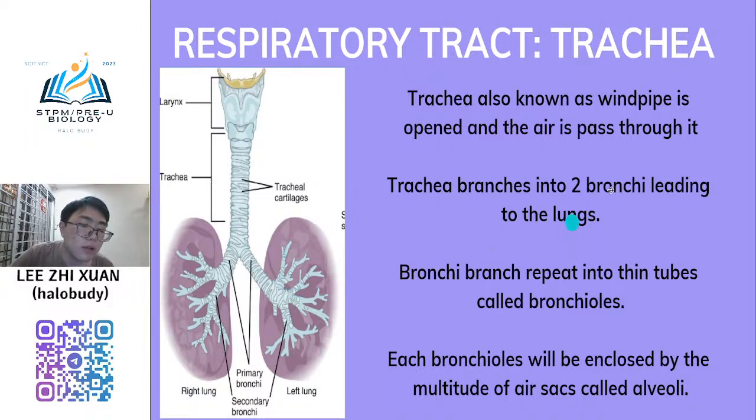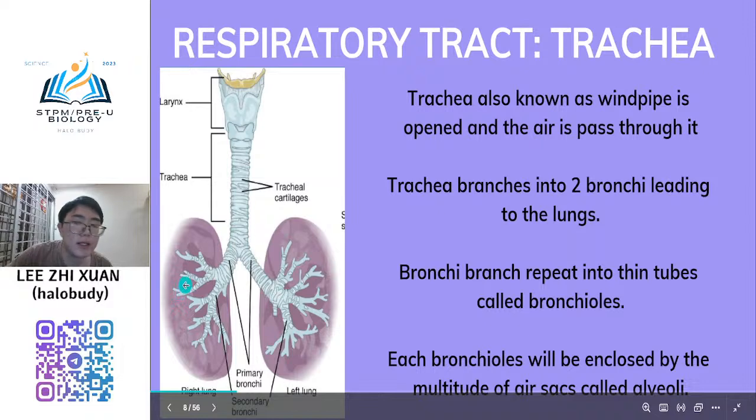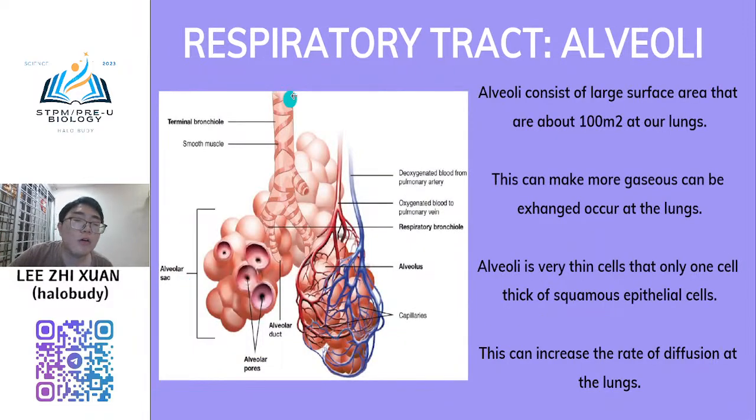Okay, so this is a very simple diagram only. You need to know that the air will pass from the larynx into the trachea, and then into the bronchi, and then into the bronchioles. And after that, it will go to the alveolus. Now we go to the most important part, the alveolus. The alveolus is the most important part that you need to know. I think the structure of the alveolus, everyone is familiar with it. You already saw it many times in your SPM, right?